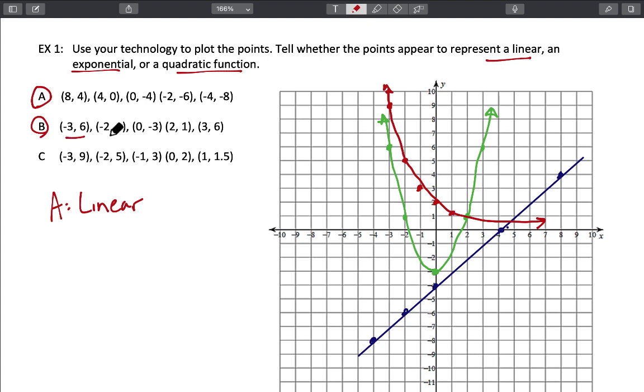In B, we graphed (-3, 6), (-2, 1), (0, -3), (2, 1), and (3, 6). You'll notice there's a little bit of symmetry with those points there. And those are our green points. And those green points formed a parabola, and we know parabolas represent quadratic functions.